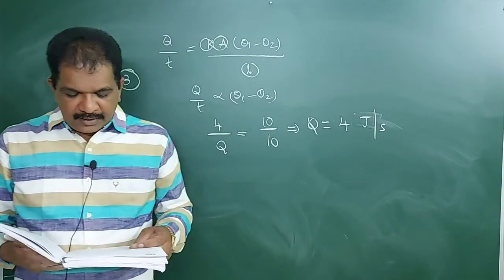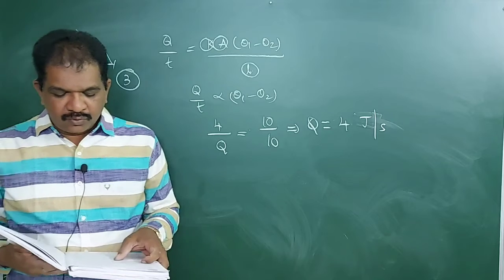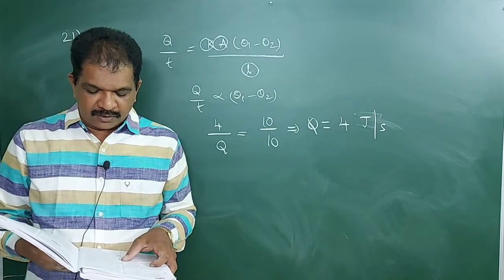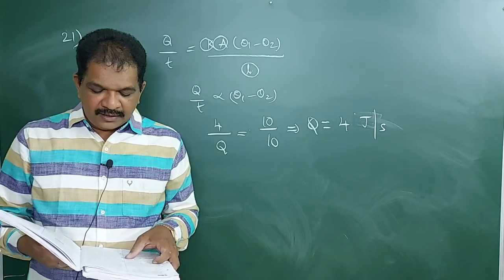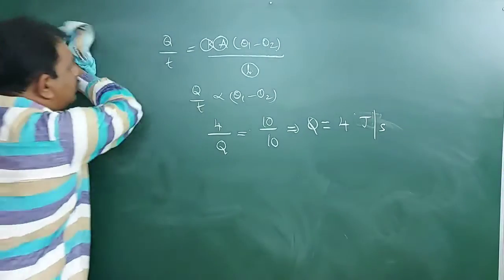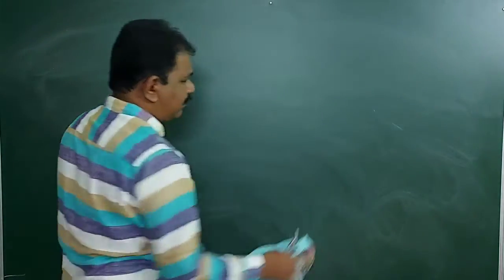Okay. Next 22. Coefficients of thermal conductivity are sigma 1 and sigma 2. They are connected in series. Effective thermal conductivity. Same repeated problem. 22.